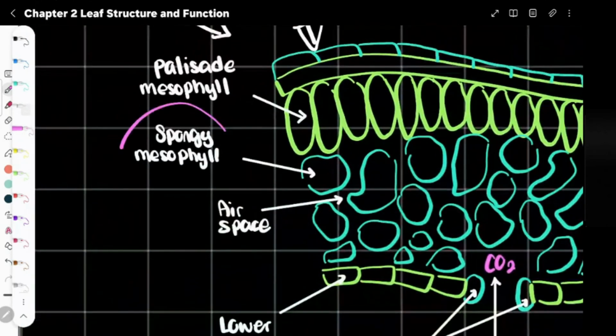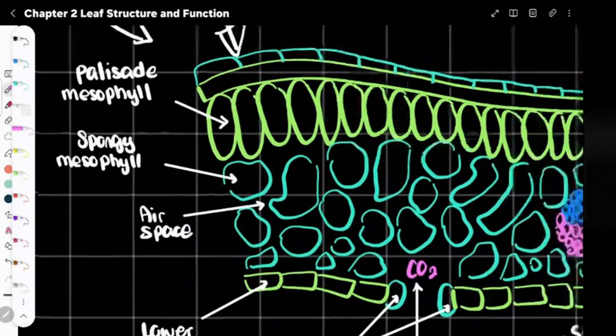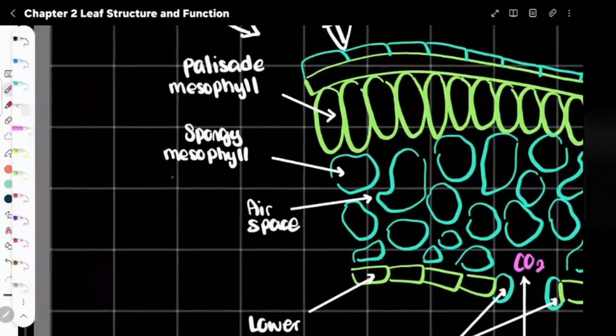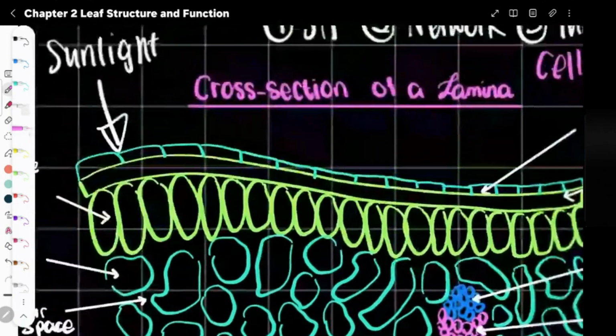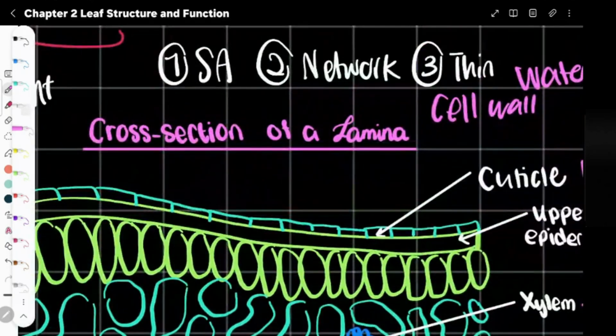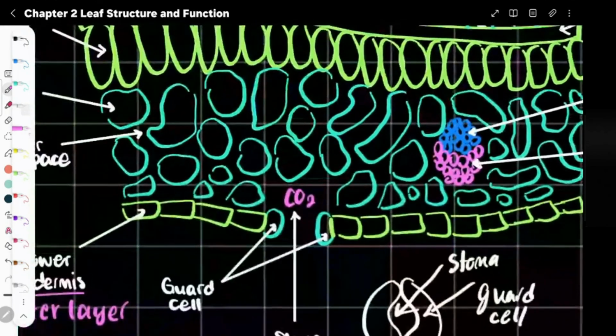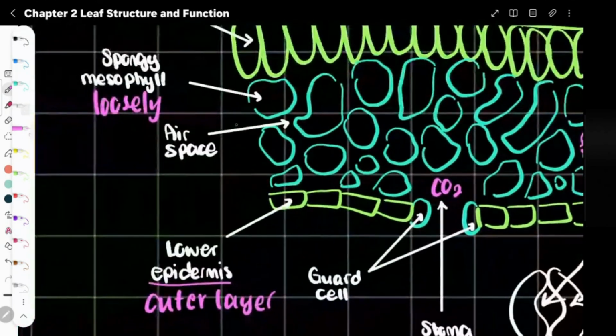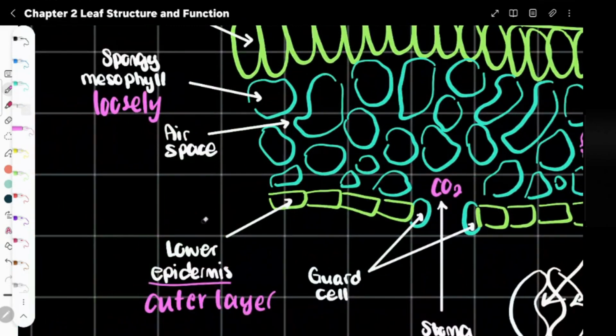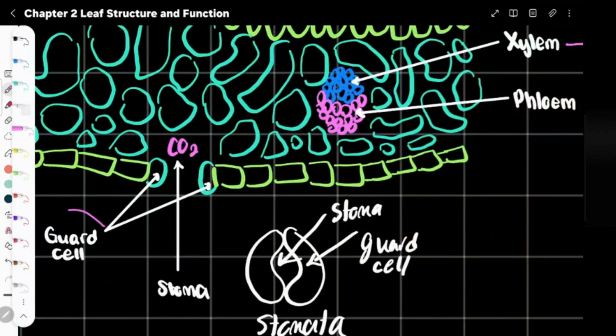Now, the spongy mesophyll is at the bottom. And look here, it is arranged loosely. Why? Because you want to make it so that there's a lot of surface area and also a network, so that the carbon dioxide can diffuse. And then the bottom layer is the lower epidermis, and there are going to be guard cells and also stomata. Tada! Very simple.